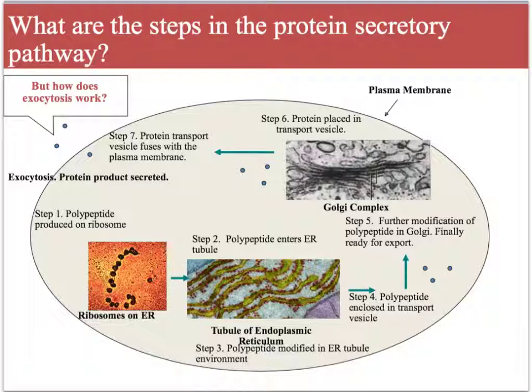So step 5, it is further modified in the Golgi and then it is ready for export from the cell. So I've got my Golgi, we already know that my vesicles can bud off. So my protein is placed in a transport vesicle and then it is sent over to the outer membrane for release into the extracellular fluid.